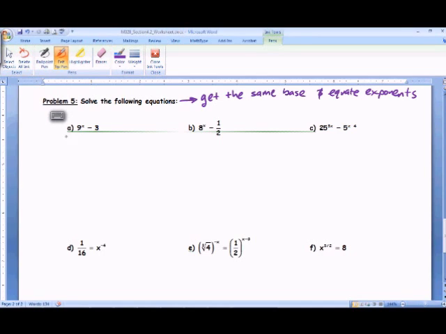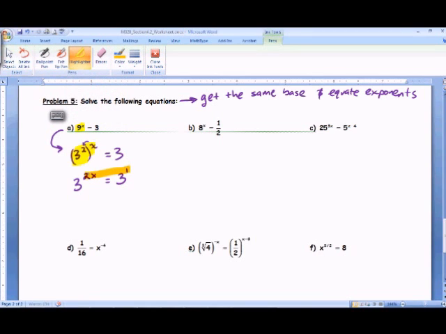The example for part A would be to rewrite 9 to the x as 3 squared to the x equals 3. So we rewrote 9 to the x as 3 squared to the x equals 3. Well, what's the whole point of that? Well, I know the power of a power property, I know that the 2 and the x are to be multiplied. So I have 3 to the 2x equals 3 to some power. What power is it going to be? I wish I could call on someone, but just remember it's the first power.